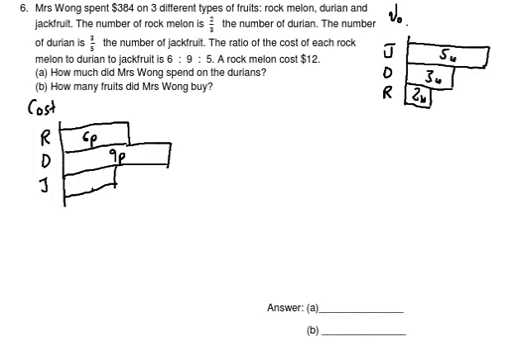Now, what is the next piece of information that we are given? We are given that a rock melon costs $12. One rock melon costs $12. All this is for one rock melon, one durian, one jackfruit, right? Correct? So, since one rock melon costs $12, now, Sky, form the equation for me.